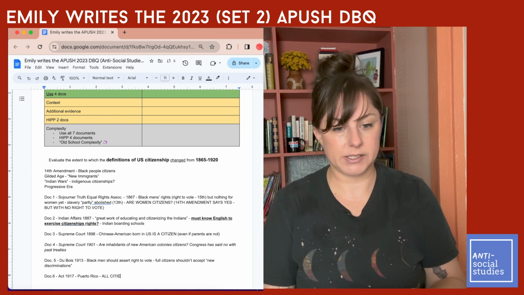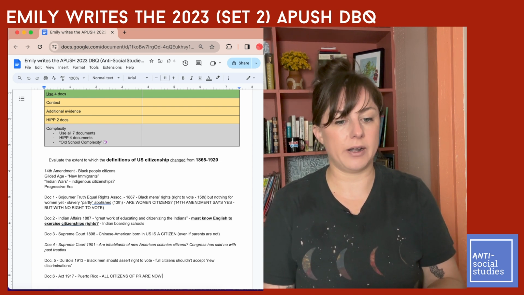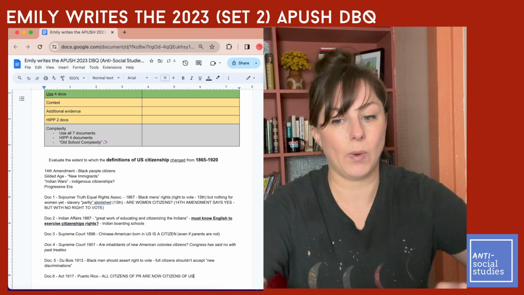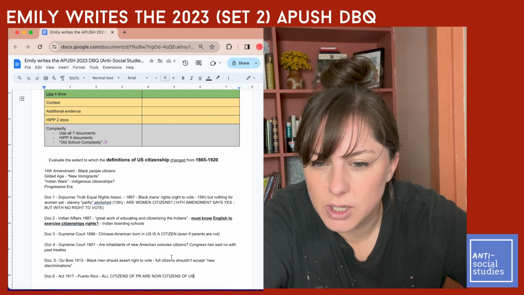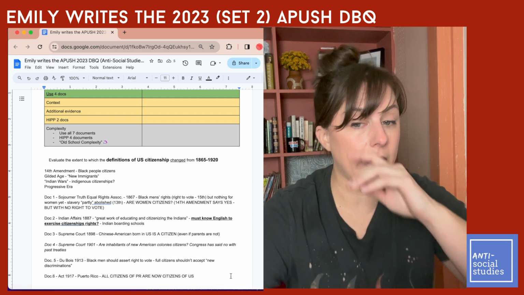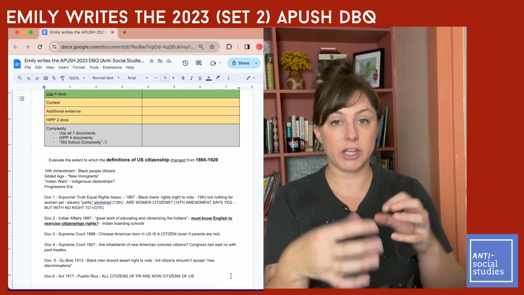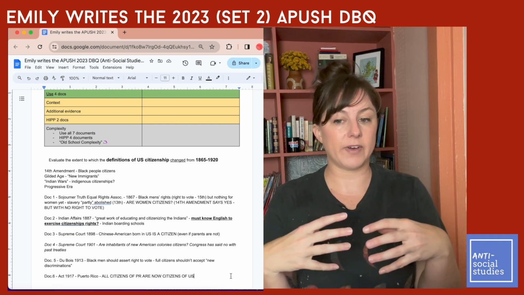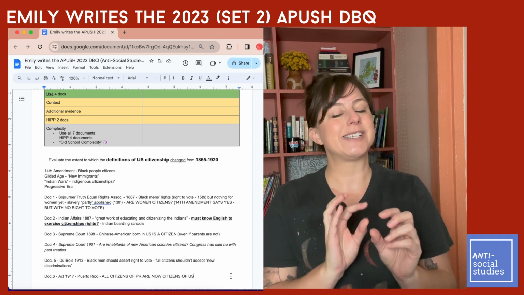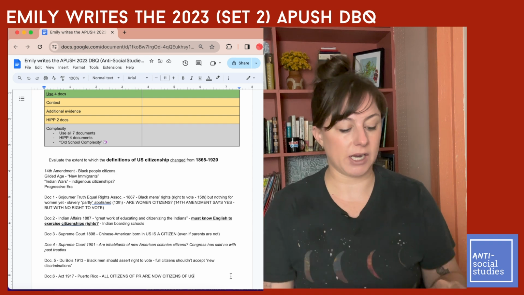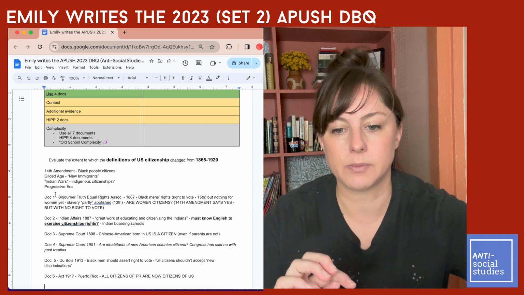All citizens of PR are now citizens of US. Wow, big deal. That all judicial process shall run in the name of the United States. Okay, so this is fully giving Puerto Rico this limbo status of, you are not a separate colony, you are a territory, you are a part of us, your people are citizens. Still, they're not a state, right? So there's this distance there, but okay, that's a pretty clear-cut document.